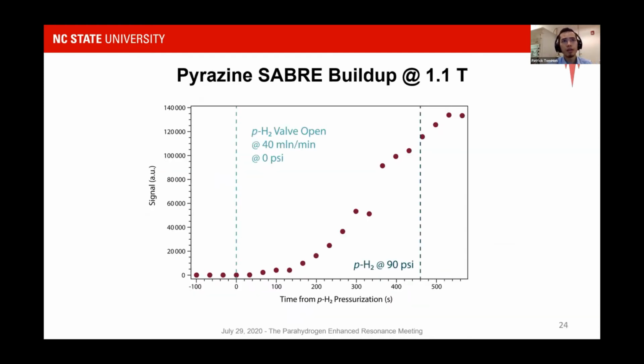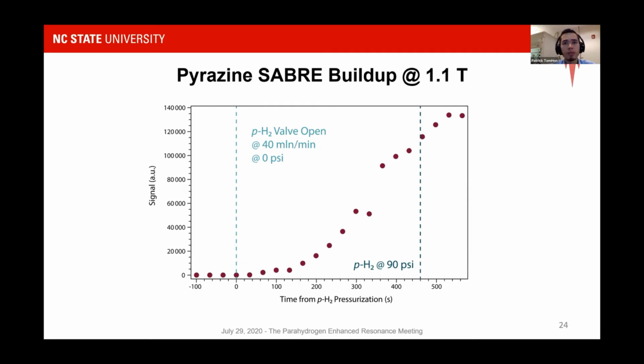The buildup of polarization in our system is demonstrated on this plot. At 0 seconds here, I open the parahydrogen valve with the gas flowing at 40 mL per minute, and the pressure is linearly ramped from 0 to 90 psi over the course of this graph. There's a very fast buildup. It takes about 460 seconds to linearly ramp the pressure. That's just due to flow rate. This can be ramped faster if necessary.